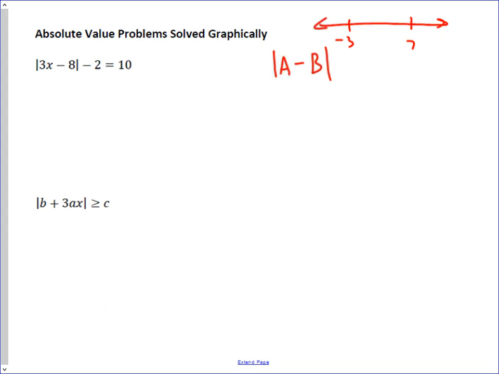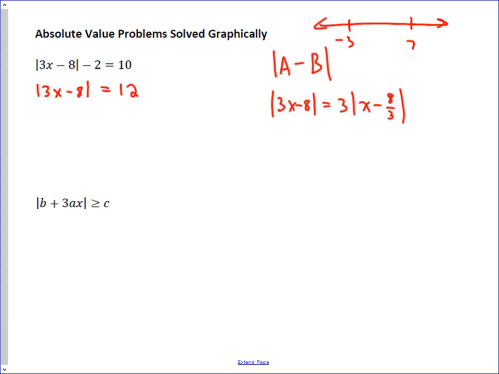We first solve our absolute value problem for the absolute value. So we get the absolute value of 3x minus 8 equals 12. Then we use a simple fact about absolute values, the distributive property. In this case, the absolute value of 3x minus 8 is the same as 3 times the absolute value of x minus 8/3. You can factor out a 3, or any number that you know is positive, from an absolute value.